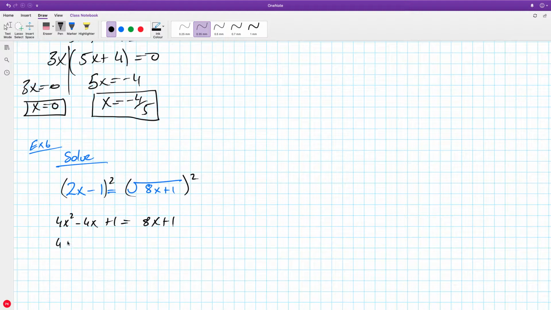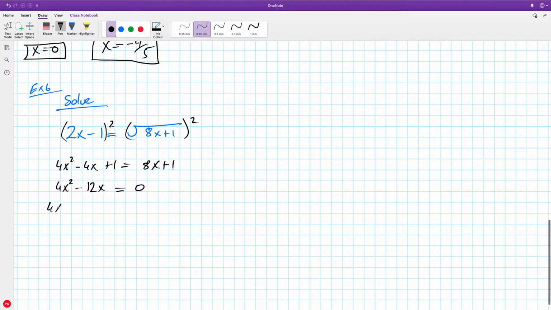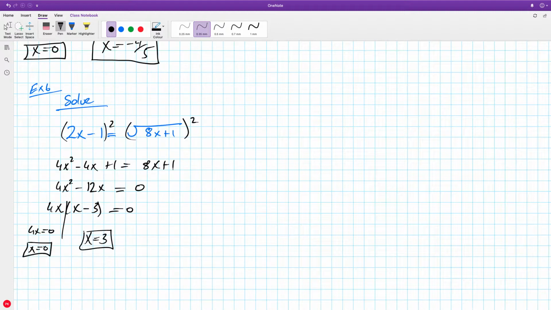Bring everything to one side: 4x squared, 8x comes over, becomes minus 8x, minus 4x, minus 12x. The 1's cancelled, you're left with 4x squared minus 12x is equal to 0. Take out a common 4x, you're left with x minus 3 is equal to 0, line down the middle. 4x is equal to 0, x is equal to 0, x is equal to 3. You happy with that, guys?